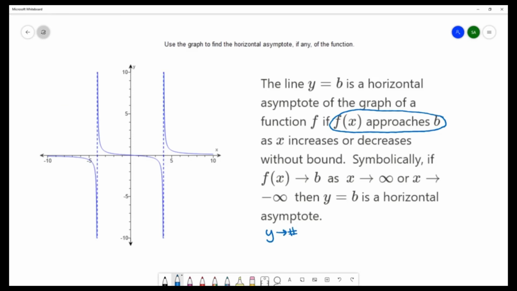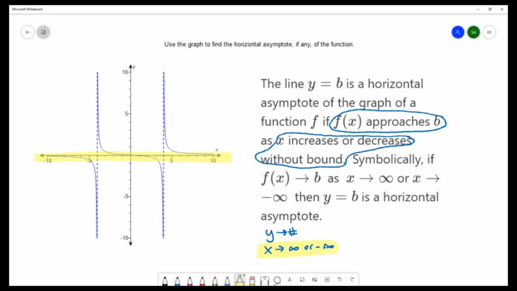Now in this part, it says x increases or decreases without bound. So that portion of the definition says that x is going to be unrestricted, unbounded, and unbounded is when we talk about infinity. So x is going to be approaching infinity or negative infinity. Now this x part is very significant because it tells us what portion of the graph to look at. We have our x scale, which is our x-axis here.